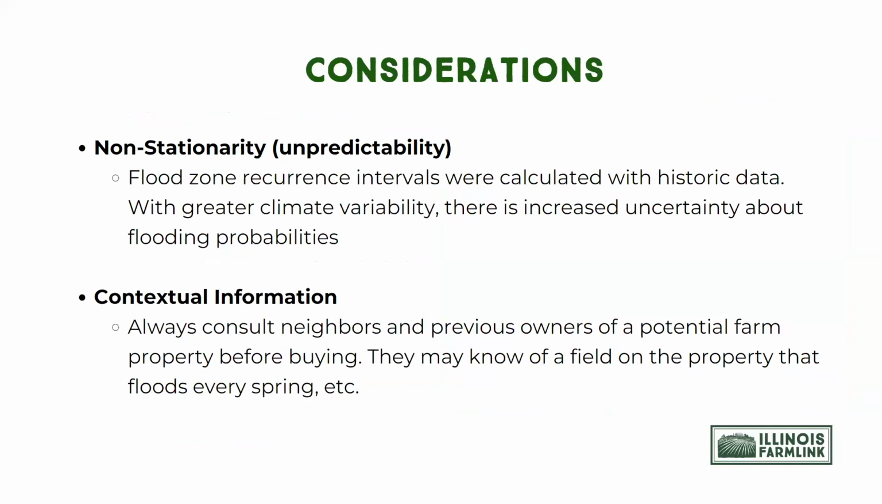I'm a little bit of a hydrology nerd, and there's this term called stationarity or non-stationarity that refers to these recurrence intervals being calculated based on historic numbers. And obviously we've done a lot of engineering and changing of the landscape, and that affects how water moves and how water floods. And in addition, there's greater climate variability. So all that to say, there's increased uncertainty about those flooding probabilities. So look at this data, but then also take a risk assessment and see what you're comfortable with taking on.